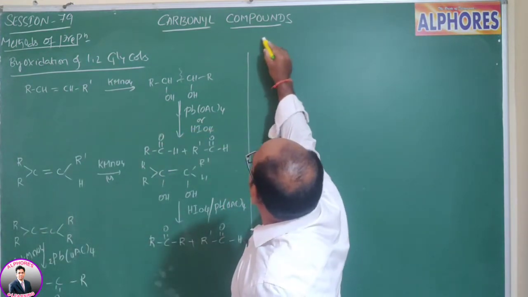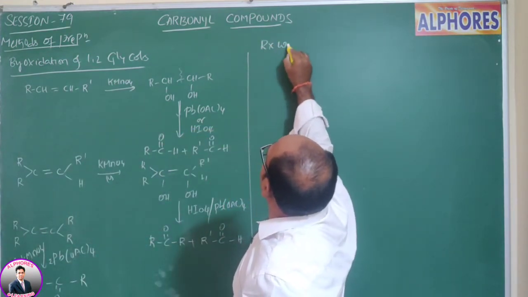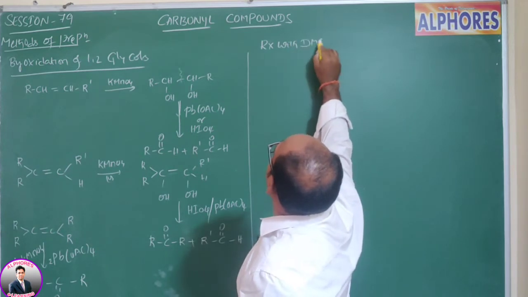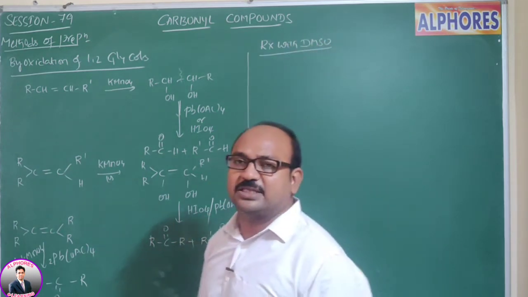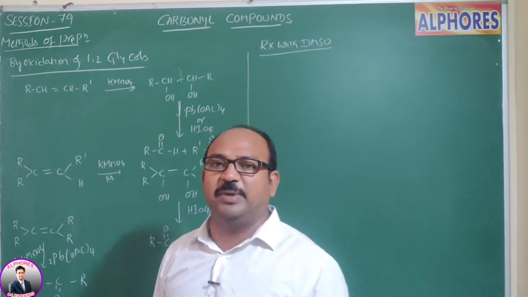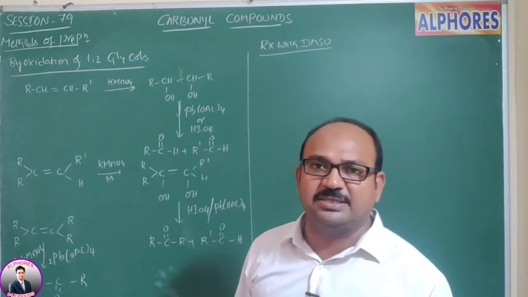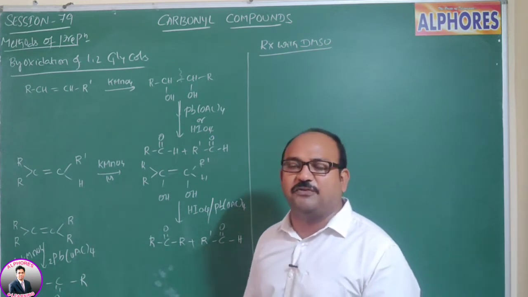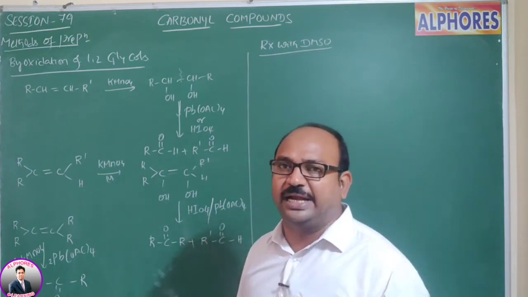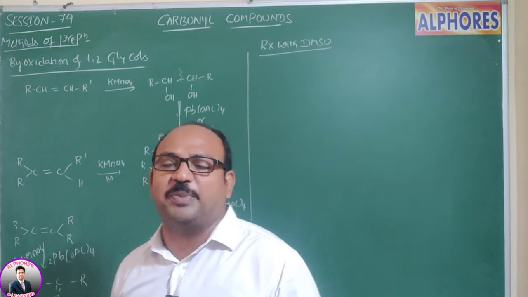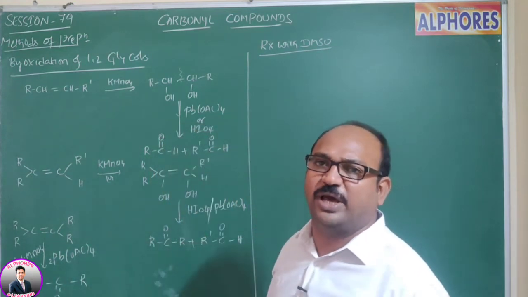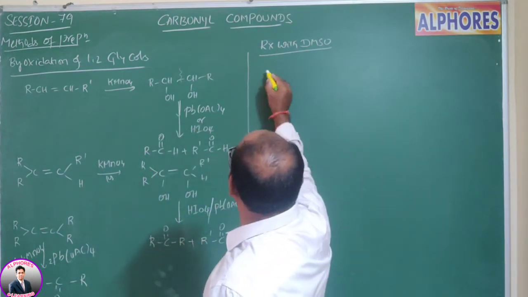reaction of alkyl halides with dimethyl sulfoxide. Reaction of alkyl halides with dimethyl sulfoxide. So primary alkyl halides, upon reaction with dimethyl sulfoxide, we are getting aldehydes. Secondary alkyl halides, upon reaction with dimethyl sulfoxide, we are getting ketones. Let us see that reaction.